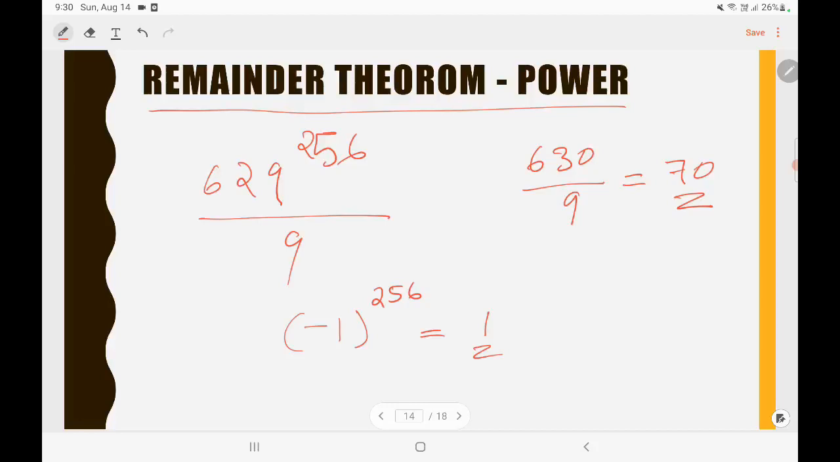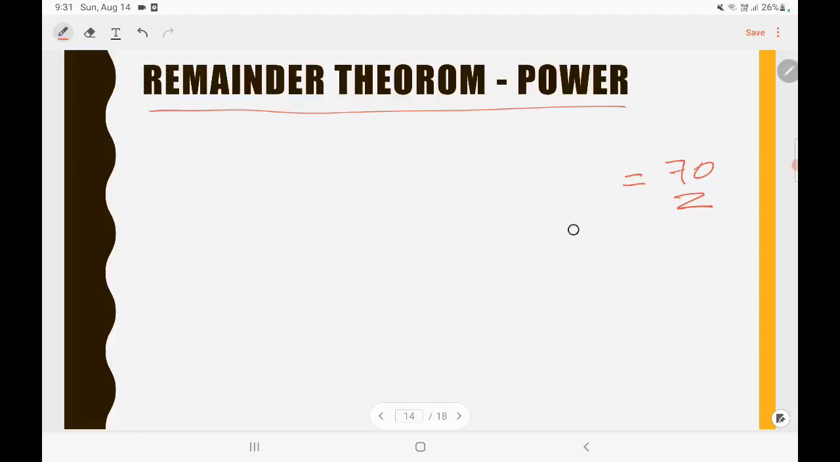See, so in these cases, the negative remainder is coming into play. So that is why the negative remainder is so important. Okay. So in solving these kind of questions, it's very important.